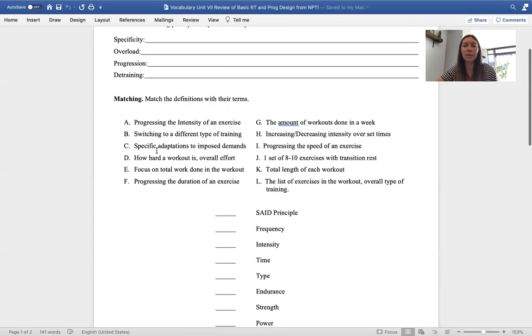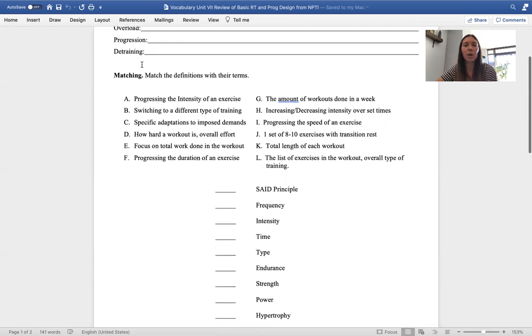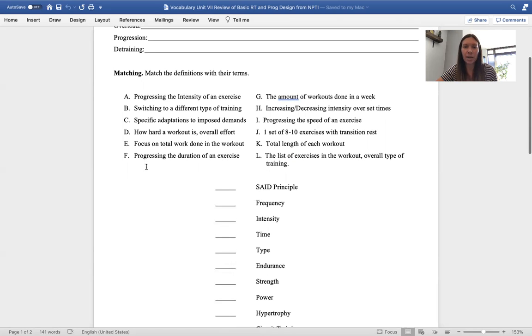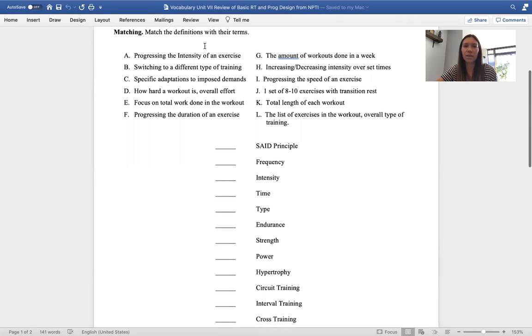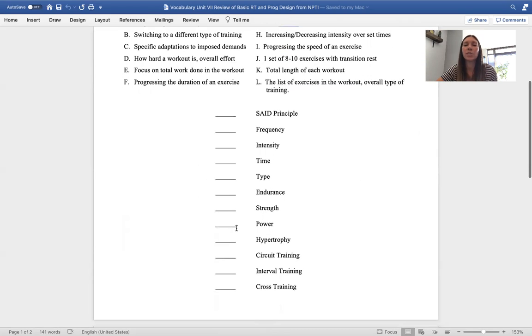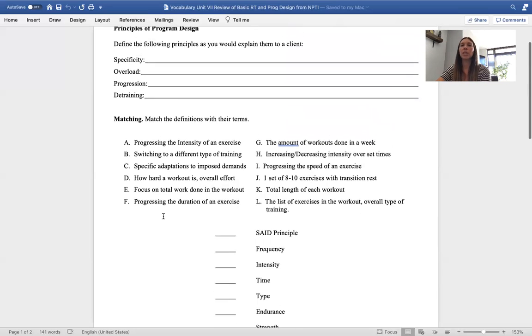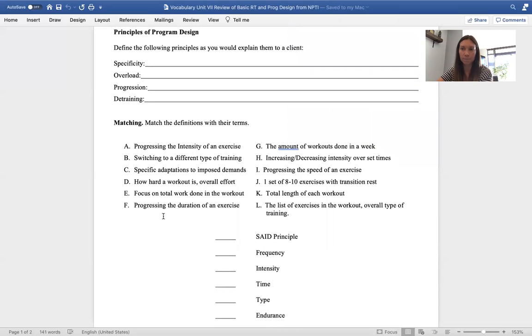And then at the end, we have a couple matching terms, okay? Each letter only goes to one of these terms down here. So don't think that, say, A could go to 3 of them. It just goes to one of these terms. All we need you guys to do is look at which one of these definitions goes with which vocab word down here. So this is going to be your homework this weekend, okay?